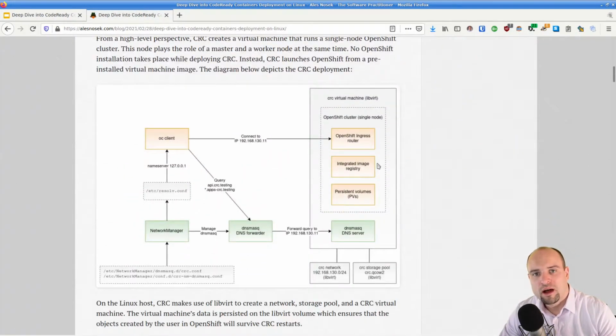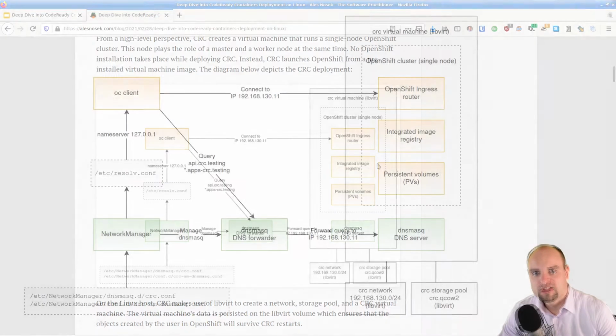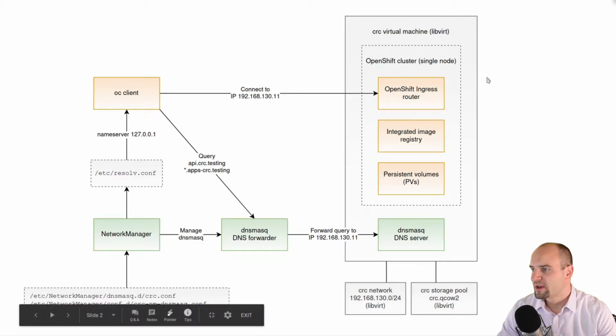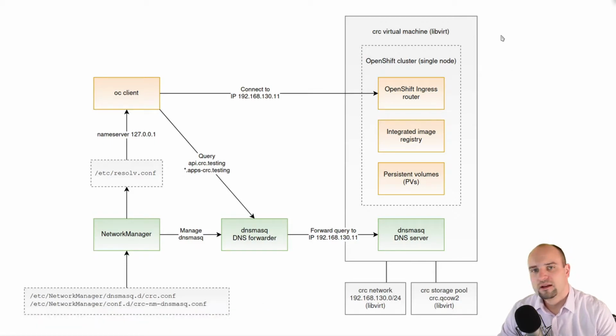In this video, I'm going to walk you through the process. Let's take a look at how the deployment of CodeReady Containers on Linux looks. To illustrate the situation, I have drawn this diagram here, and you can see that CodeReady Containers will deploy a single virtual machine, and this virtual machine will run an OpenShift cluster. Now, this cluster is actually a single node cluster where that one node plays the role of the master and the worker node at the same time.